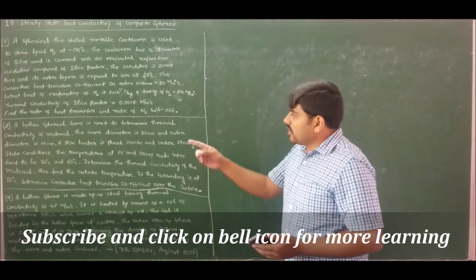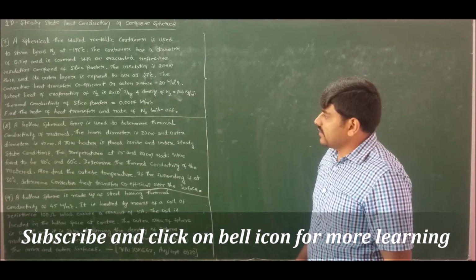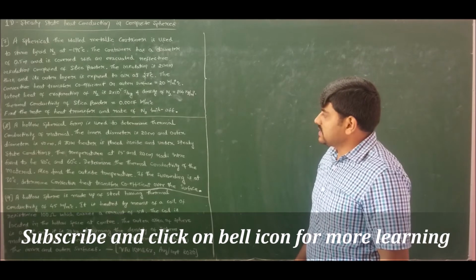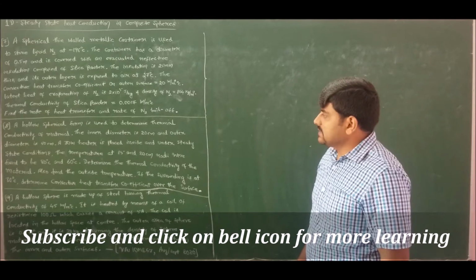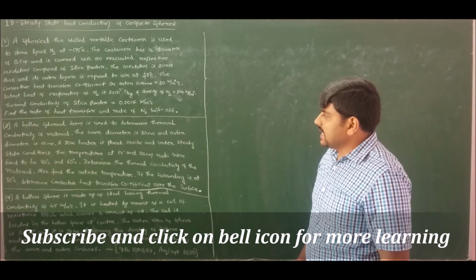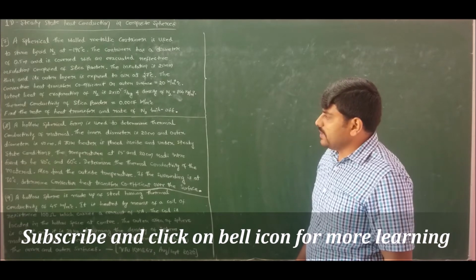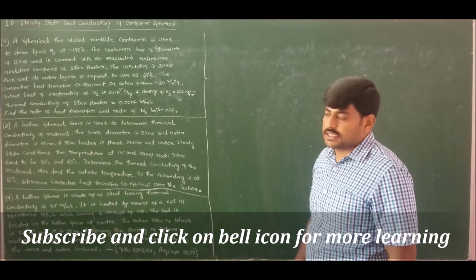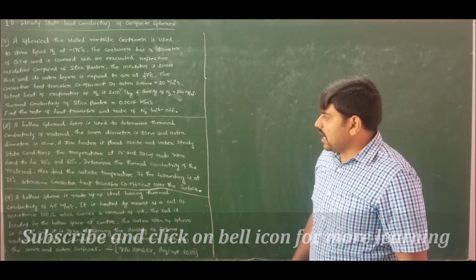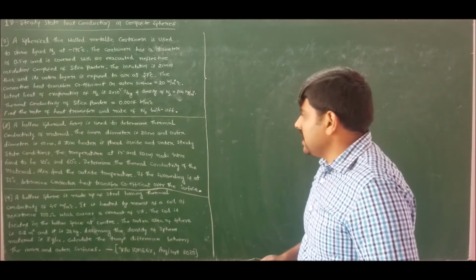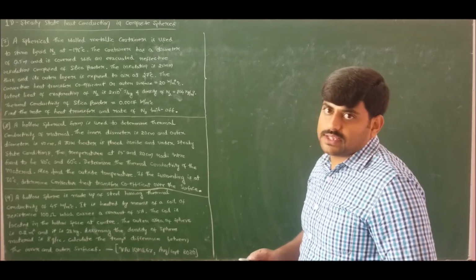Now moving ahead for problem number 8, it states that a hollow spherical form is used to determine thermal conductivity of material. The inner diameter is 20 cm and outer diameter is 50 cm. A 30 watt heater is placed inside, and under steady state conditions, the temperature at 15 and 20 cm radii were found to be 80 degrees Celsius and 60 degrees Celsius. Determine the thermal conductivity of the material. Also find the outside temperature if the surrounding is at 30 degrees Celsius. Determine convective heat transfer coefficient over the surface.